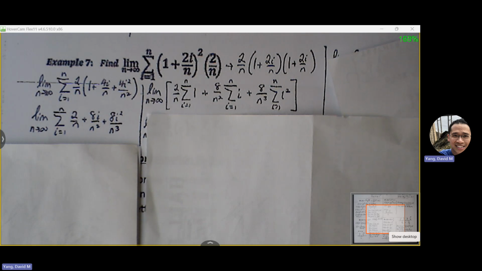Okay. We know summation 1 is just n. Replace this summation with n. Replace this with n times n plus 1 over 2, and replace this with n times n plus 1 times 2n plus 1 all over 6.